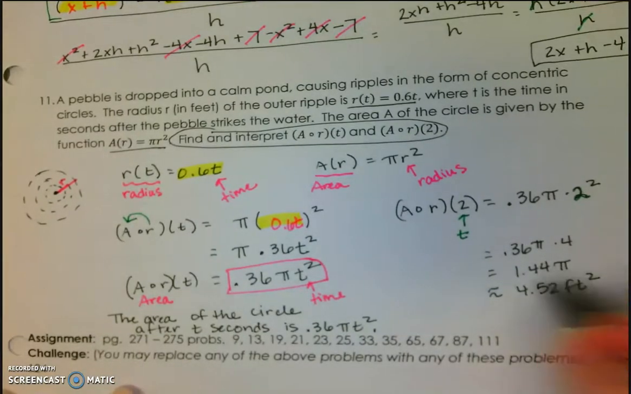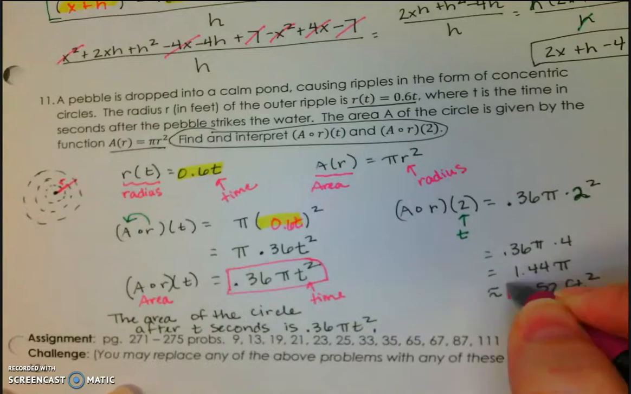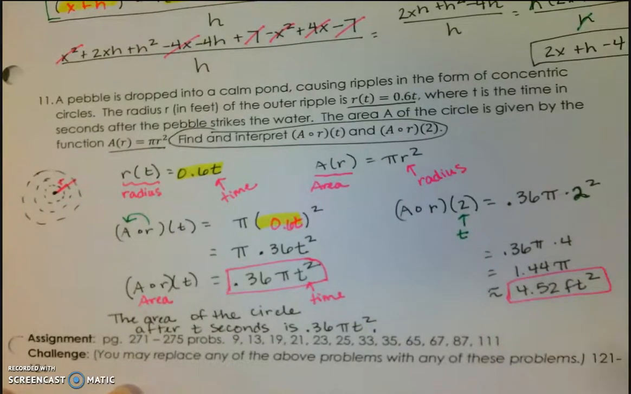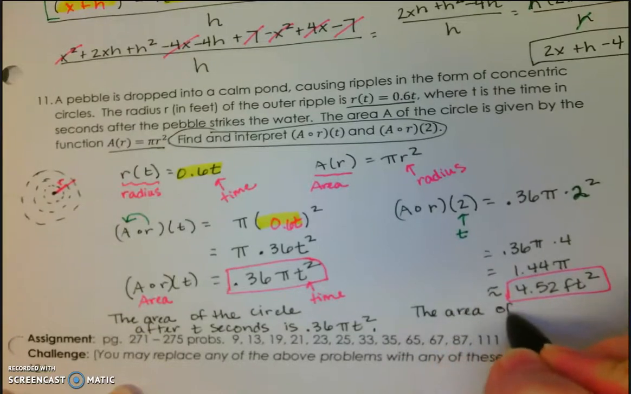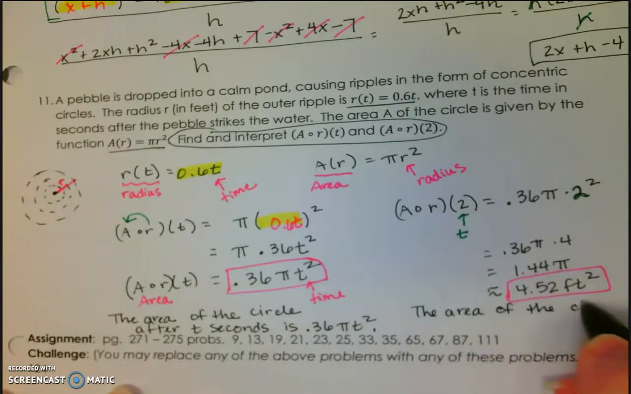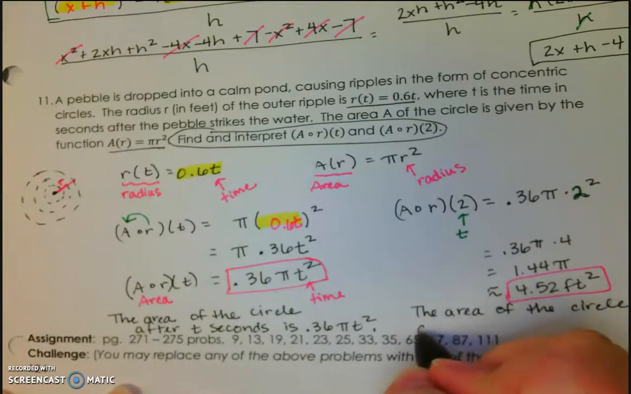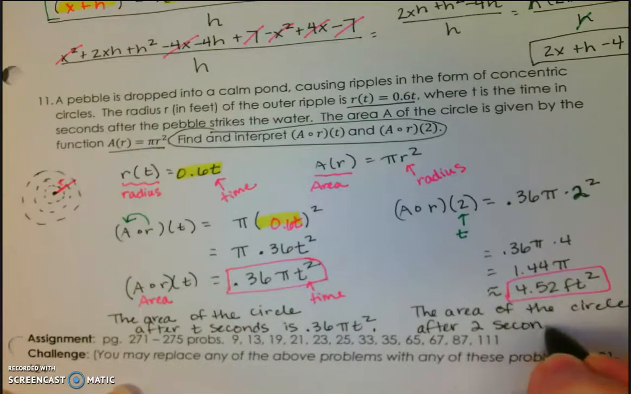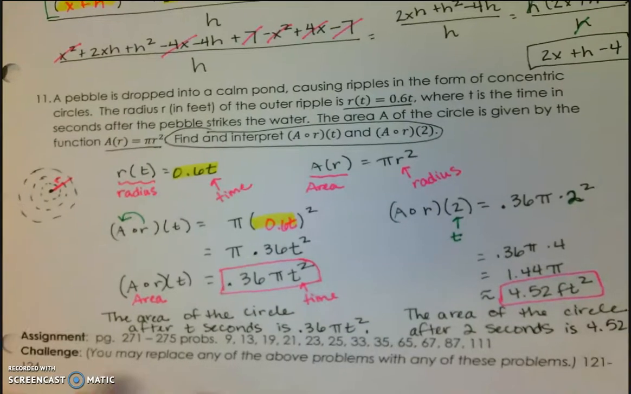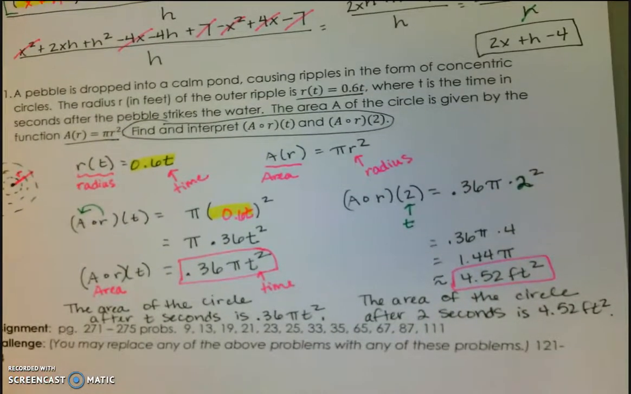The interpretation of that is that the area of the circle after 2 seconds is 4.52 square feet. So the interpretation is kind of like labeling your answers.